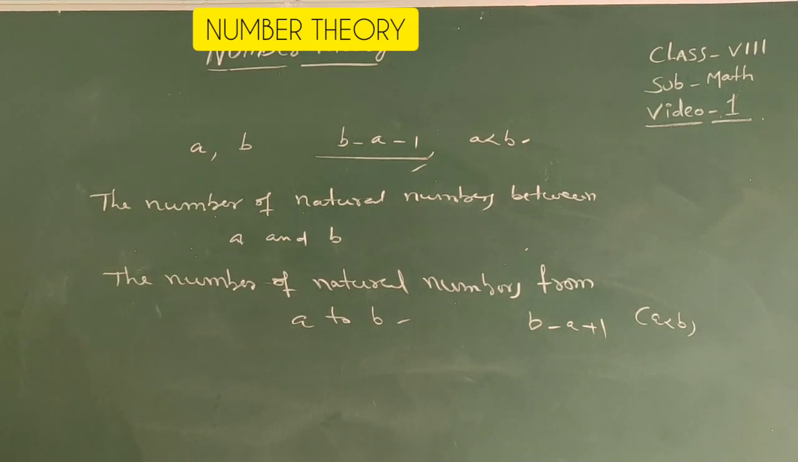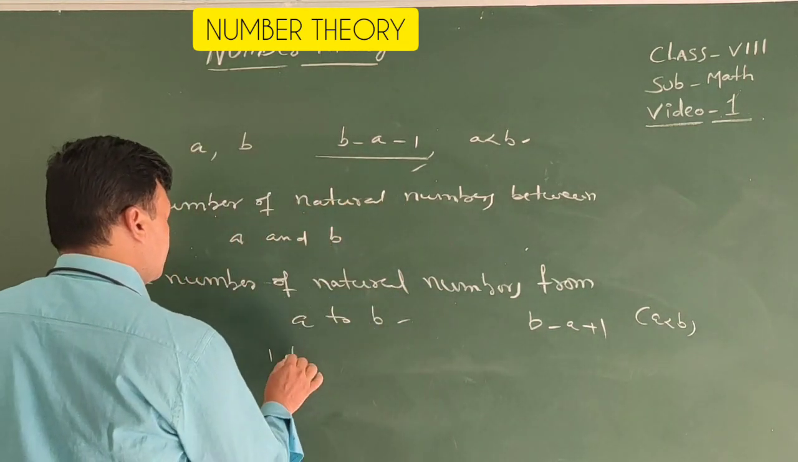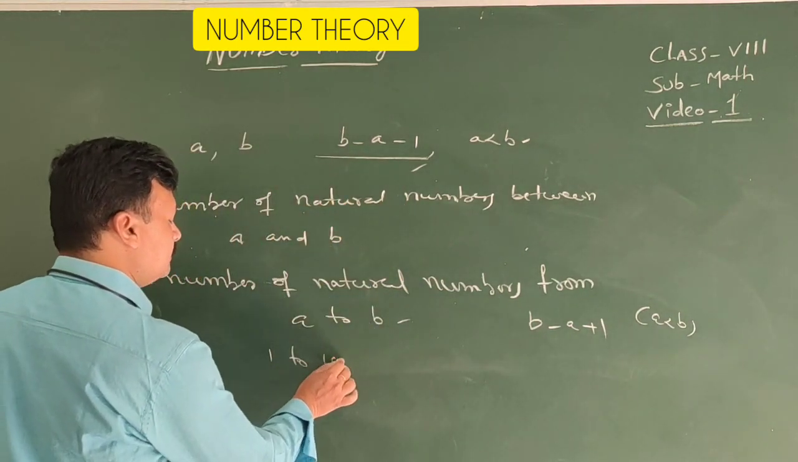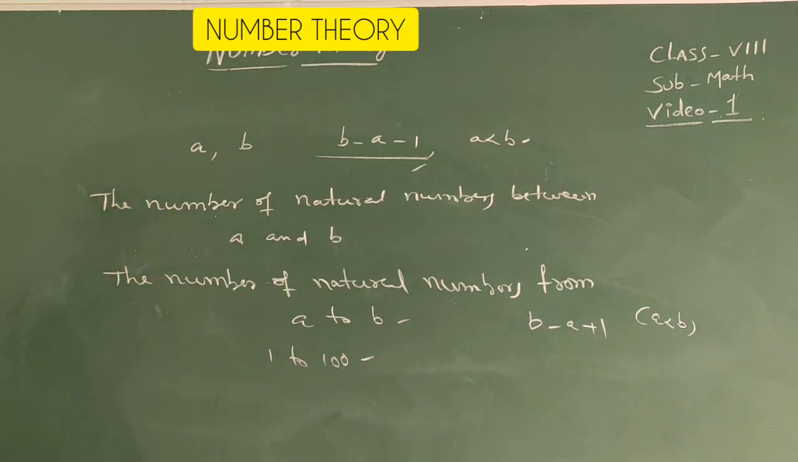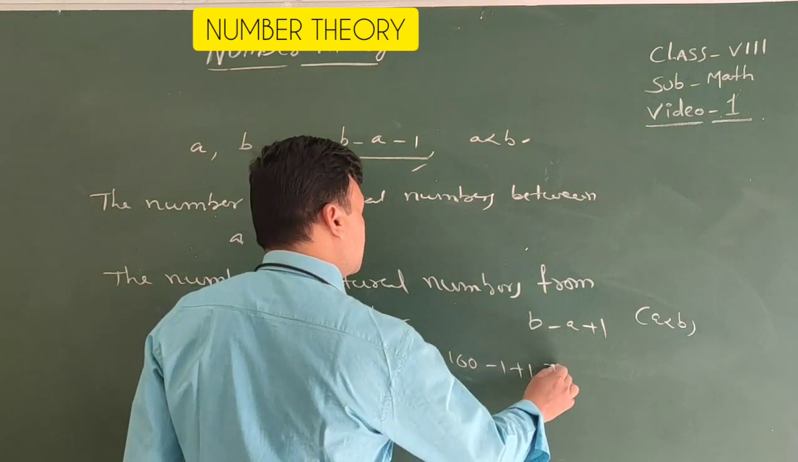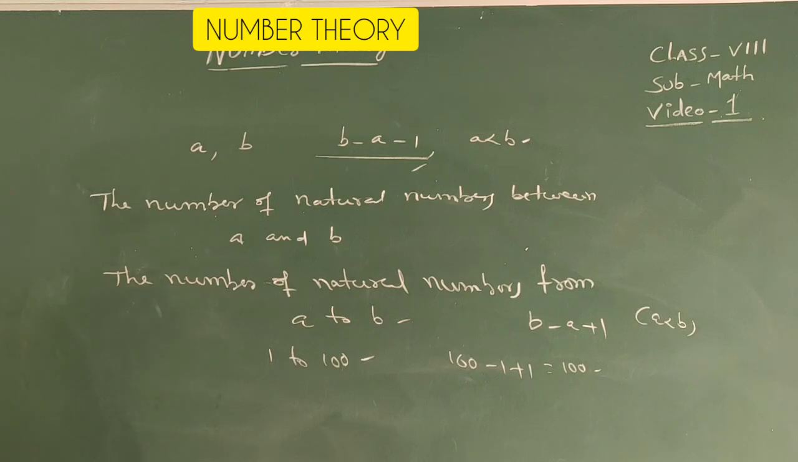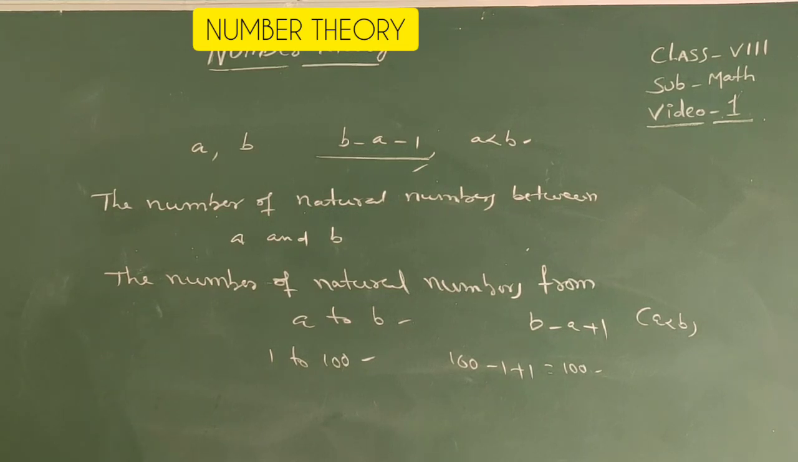For example, how many natural numbers are there from 1 to 100? Here 100 minus 1 plus 1 means 100 natural numbers are there from 1 to 100. Here 1 and 100 are included, because they are asking from 1 to. In the first condition, between, it is B minus A minus 1.